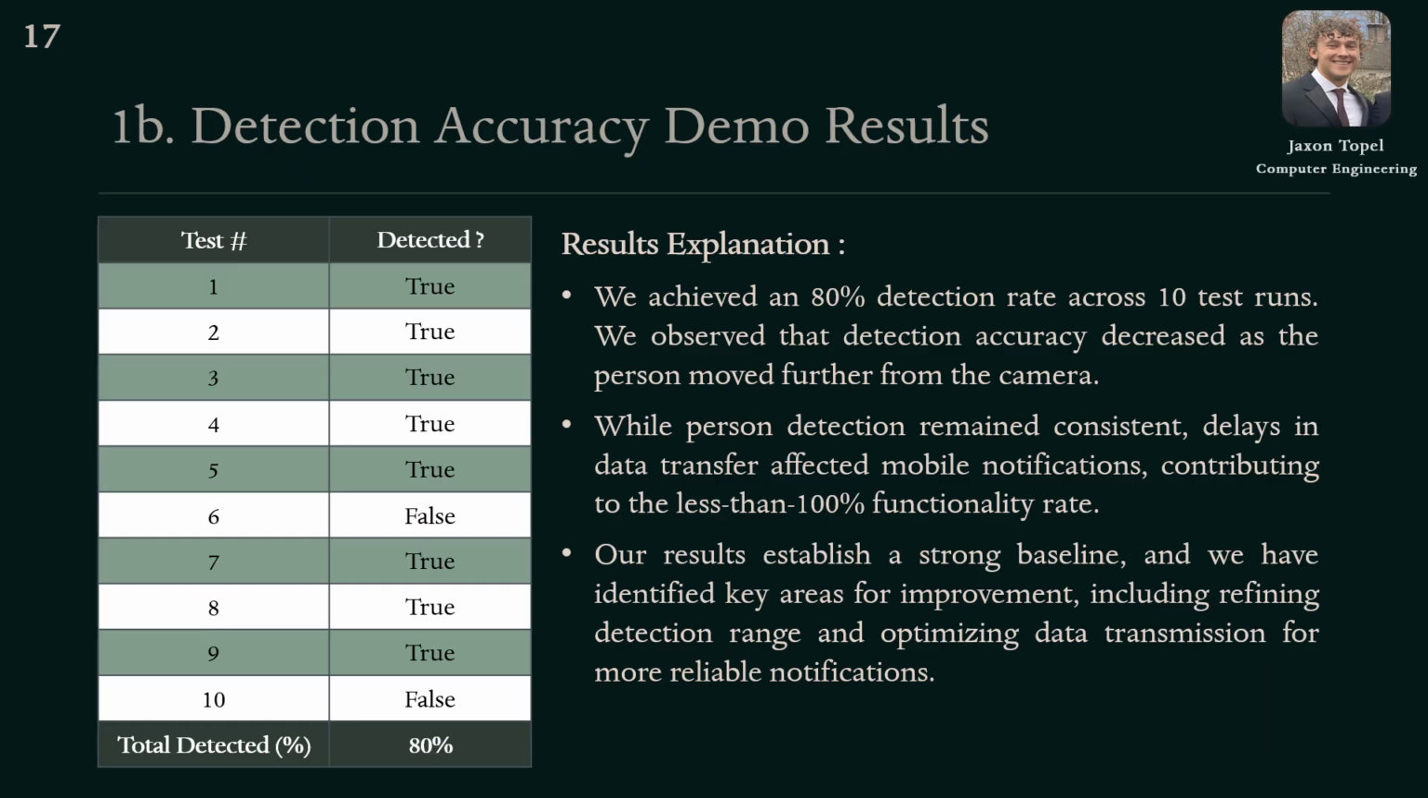The results from our detection accuracy demo were quite impressive. We achieved an 80% detection rate across 10 test runs and observed that detection accuracy decreased as we moved further away from the camera. While person detection remained consistent, delays in data transfer due to HTTP affected mobile notifications, contributing to less than 100% functionality rate. Our results established a strong baseline, and we have identified key areas for improvement, including refining detection range and optimizing data transmission for more reliable and faster notifications.